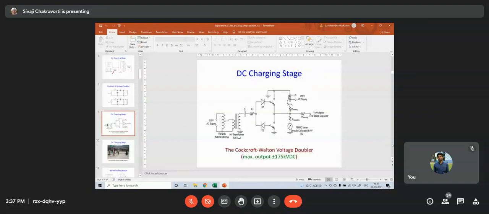Let's go forward. This is the exact Cockcroft-Walton voltage doubler circuit of our lab. On the left, you have the variac. It's a very simple low voltage, 230 volt auto transformer. Then we have the step up transformer, which can go up to 82 kV peak. Now, 82 kV peak has arisen because we will use a doubler circuit, so the output will become twice of that.